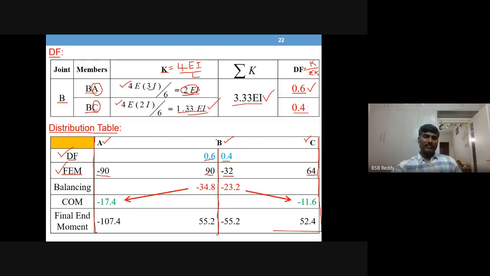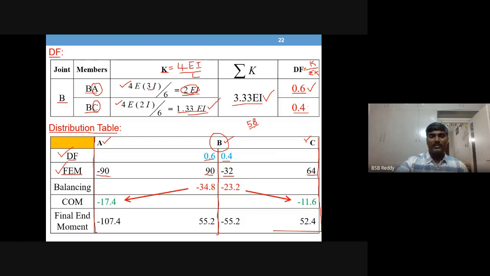MEFAB minus 90, MEFBA plus 90, MEFBC minus 32, MEFCB 64. So once you write these fixed end moments, now come to joint B. What is the total moment at this joint? 90 minus 32, 58 is the total moment at B. Sigma MB is equal to 90 minus 32, 58.